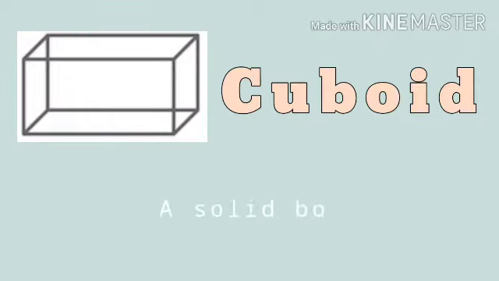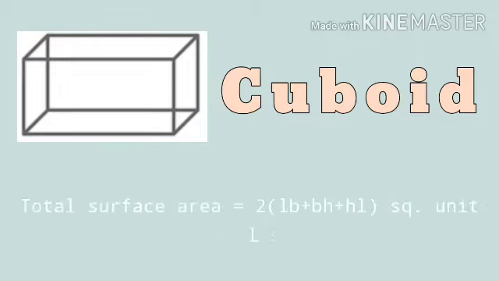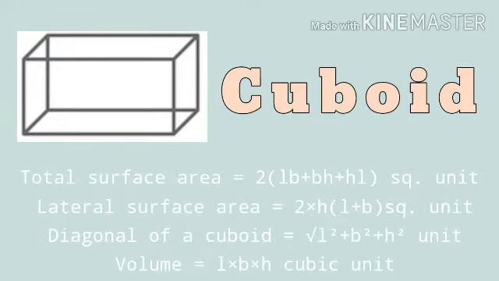Now see the cuboid. A solid bounded by 6 rectangular plane faces is called a cuboid. Now we will talk about the formulas related to the cuboid. Total surface area equals 2 into bracket LB plus BH plus HL square unit. Lateral surface area equals 2 into height into bracket length plus breadth.